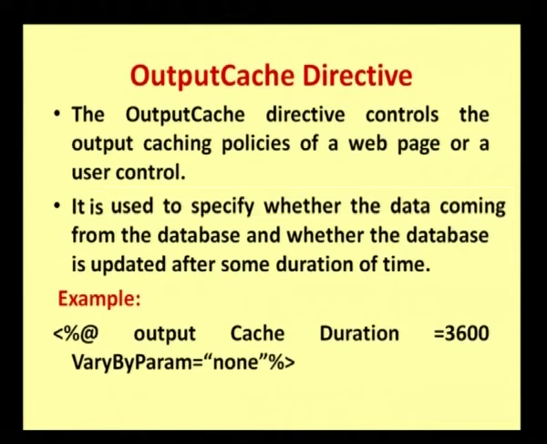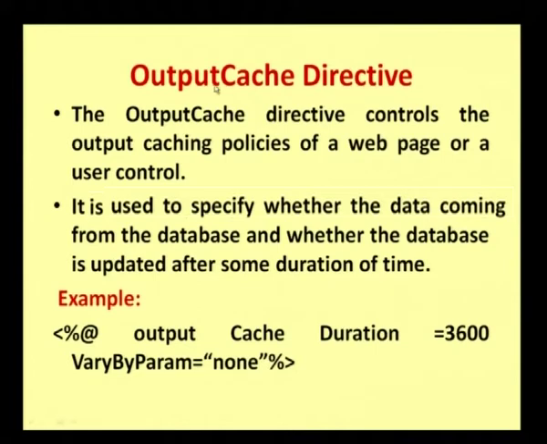Next is the output cache directive, an important directive which deals with databases. We can also use databases in ASP, which is not directly a part of HTML. We have to use some front end, like Java or other languages, to get the databases, whereas with ASP.NET we can deal with data. So we need some directives to specify that this page is using some databases. The output cache directive controls the output caching policies of a web page or user control. It is used to specify whether the data is coming from the database, what duration it is coming in, and whether the database is updated or not.